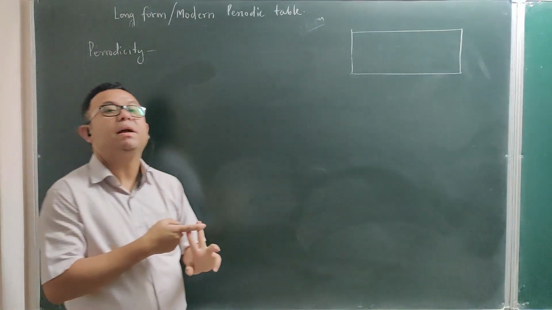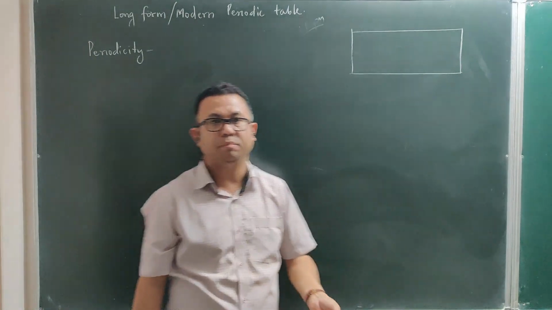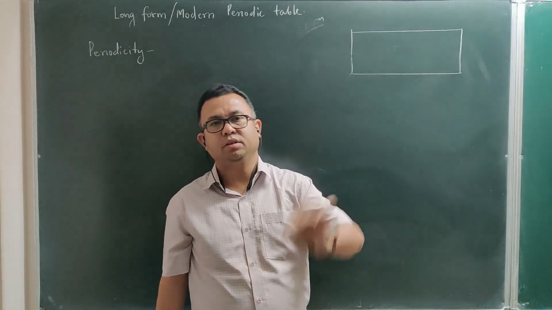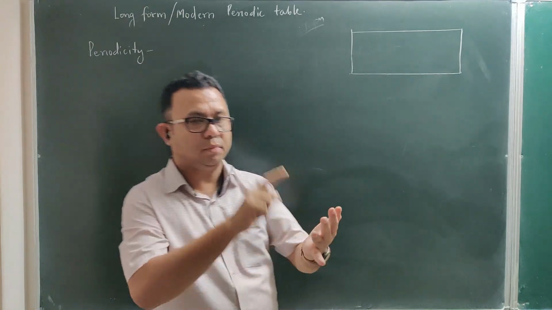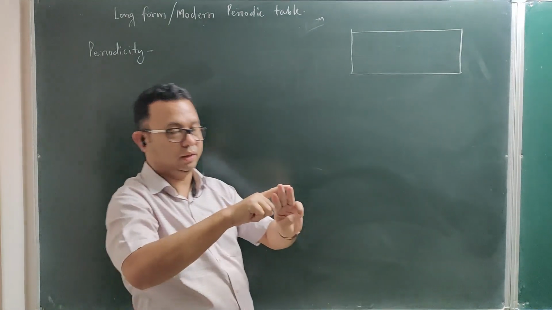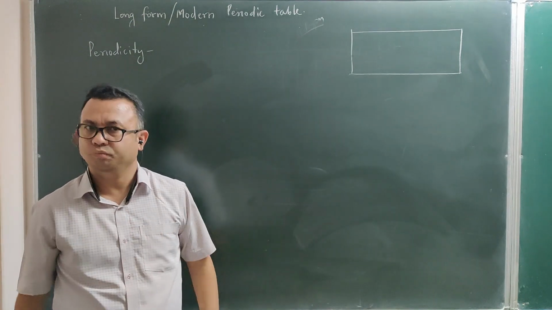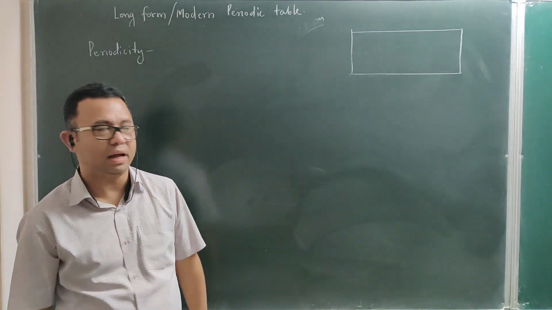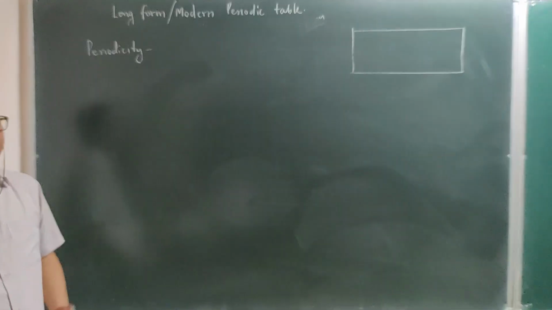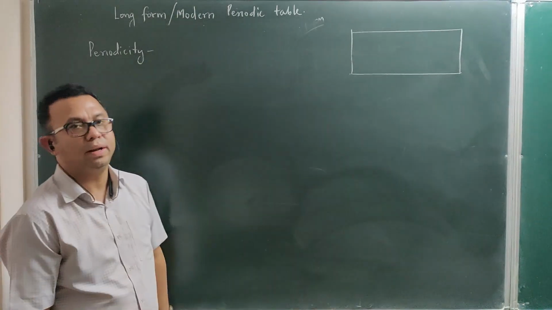Second one is metallic character. As you move from left to right or top to bottom, what is happening to the metallic character of an element? Is it becoming more metallic, or is it becoming just the opposite, non-metallic? Third property is non-metallic property. So altogether 3: atomic size, metallic property, non-metallic property. Then the other 3 that you have are ionization potential, that is number 4, electron affinity is number 5, and the last one, electronegativity.